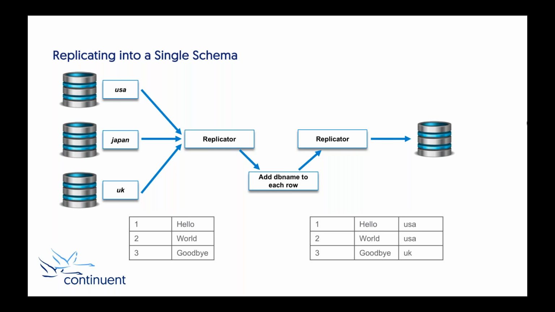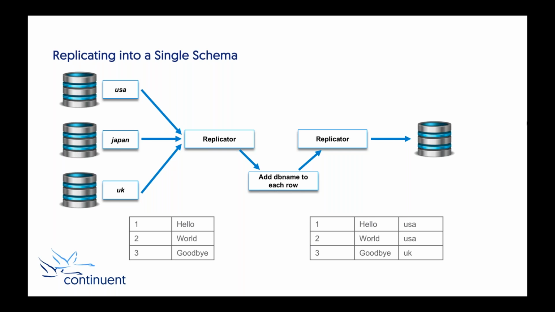And because we add that additional column of information into the process, we take all of that information and we replicate, and we ultimately write it into a single schema on the other side. So we're not taking the USA schema and writing it into a USA schema over in Redshift. We're taking the USA schema and writing it into sales. We're taking the Japan schema and writing it into sales. We're taking the UK schema and writing it into sales.